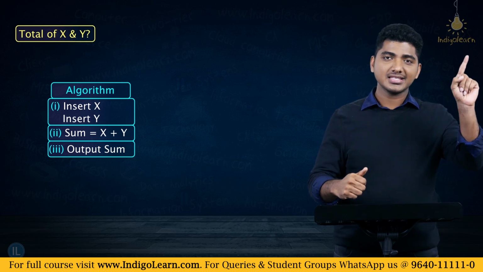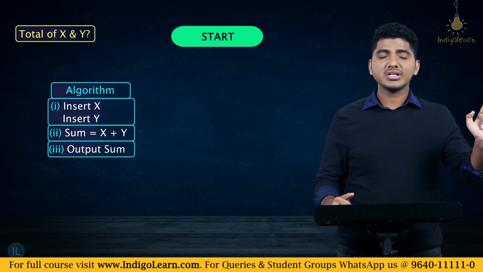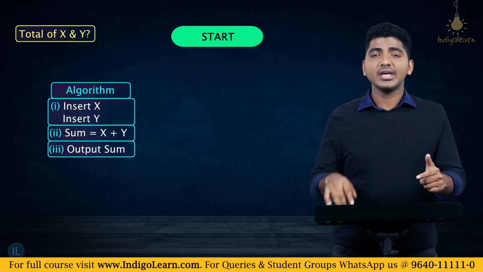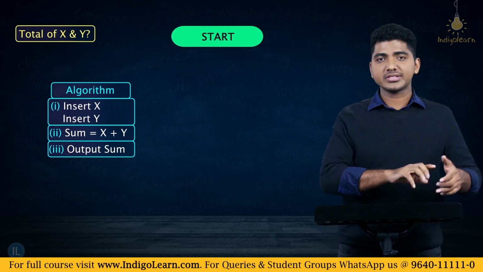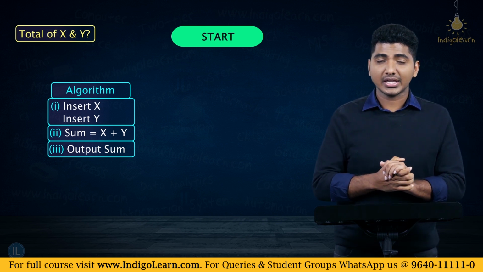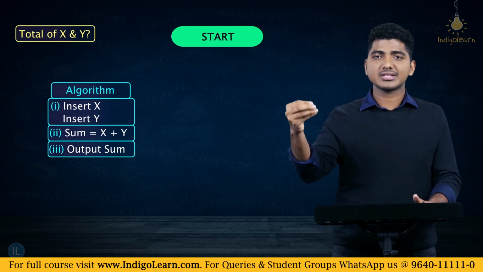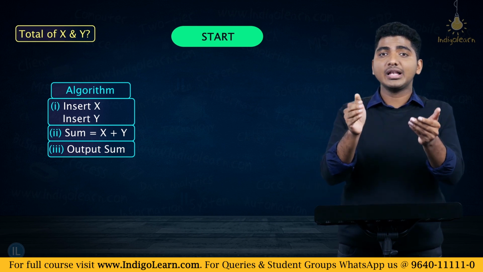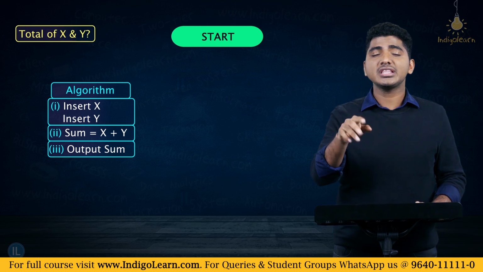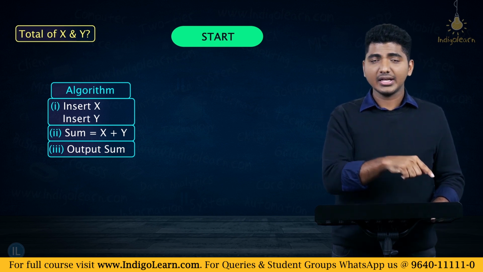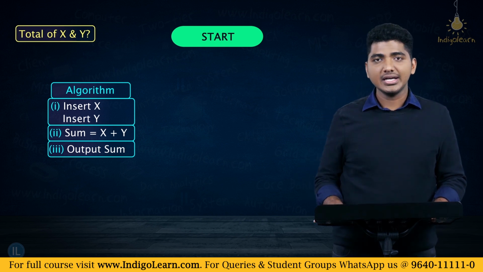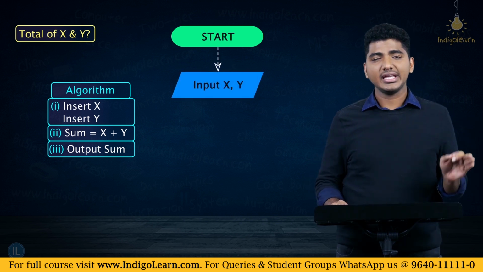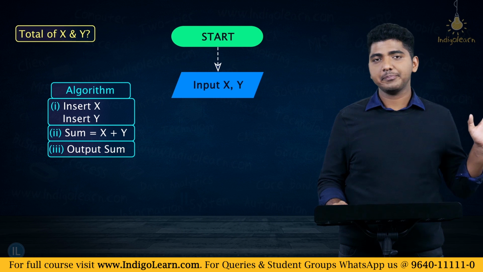First thing is start. What is the next step? Input x and y. Now the user has to enter a value into the system. So what shape am I going to use? Can I use the oval shape? No, oval is only for start and stop. Can I use the rectangular shape? No, it is only for computation and assigning the value. But here you are not assigning the value, you are inputting the value, correct? You are inserting the value into the system. So you are using a shape called a parallelogram. So it will say input x, comma y.